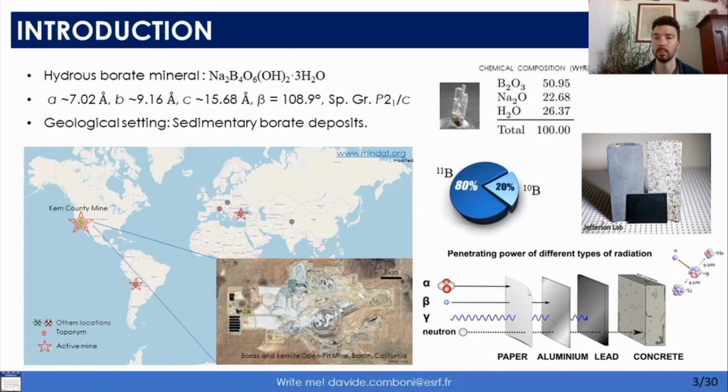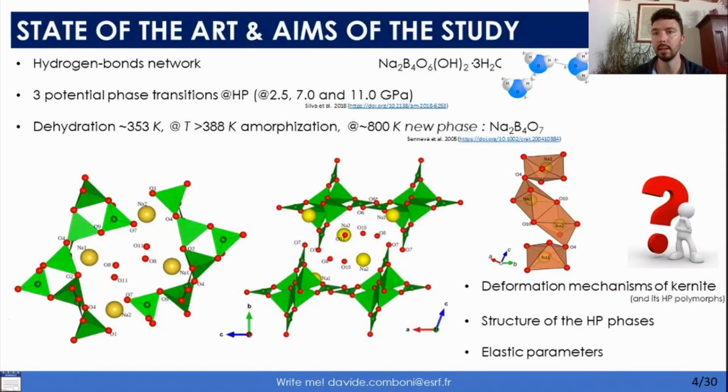investigate matter. The crystal structure of kernite is made of triangular and tetrahedral boron-oxygen units that are linked together to form the framework of the structure. There are also some sodium cations and water molecules, in particular O8 and O11.